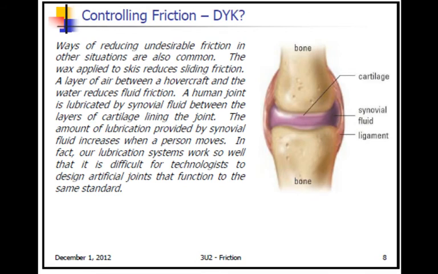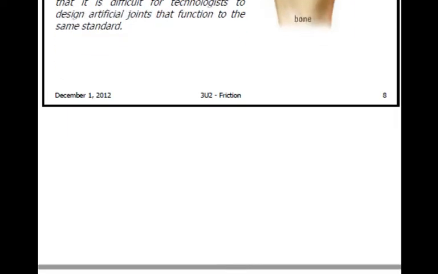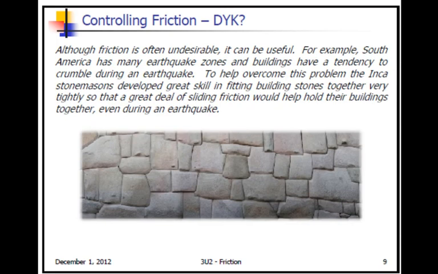Ways of reducing undesirable friction in other situations are also common. The wax applied to skis reduces sliding friction. A layer of air between a hovercraft and the water reduces fluid friction. The human joint is lubricated by synovial fluid between the layers of the cartilage lining the joint, and the amount of lubrication provided by synovial fluid increases when a person moves. In fact, our lubrication systems work so well, it's difficult for technologists to design artificial joints that function to the same standard.